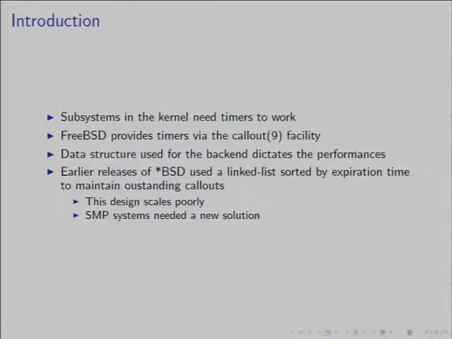So basically, as you can see, the callouts are just a way to call some function at a later time in the future. At that time, hardclock just decreases the time and checks if the actual time is the same as that of the first element of the list. In case this is true, it calls the function and removes the element from the list. Obviously, this design scales really poorly, because you need to disable interrupts or take a global lock on the list. And if you are in an SMP system, you need something more scalable.